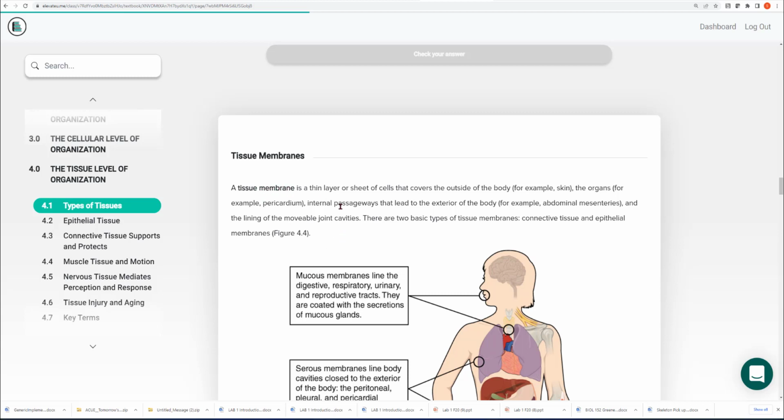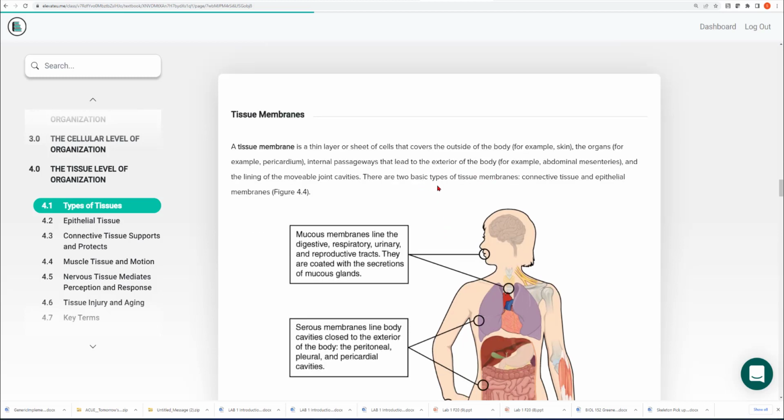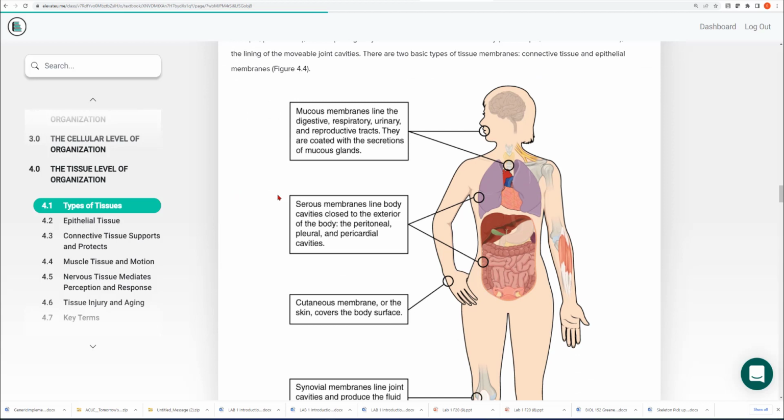The first we'll discuss are tissue membranes. And first we have two different kinds of membranes. There are connective tissue membranes and there are epithelial tissue type membranes. Let's talk about the four first.